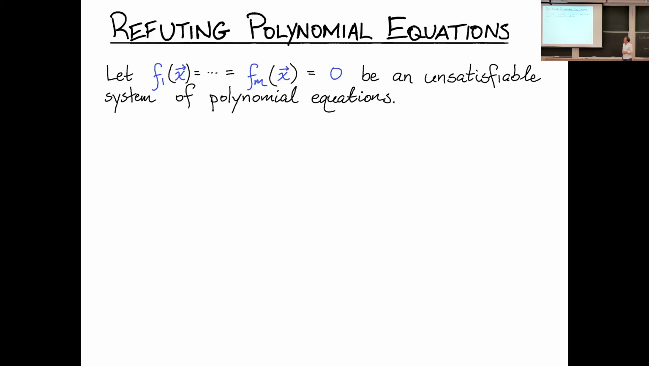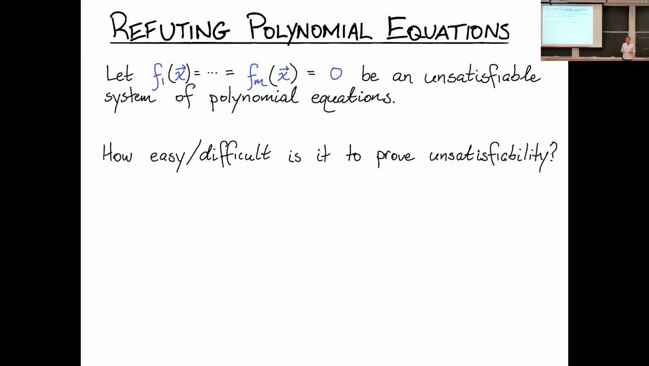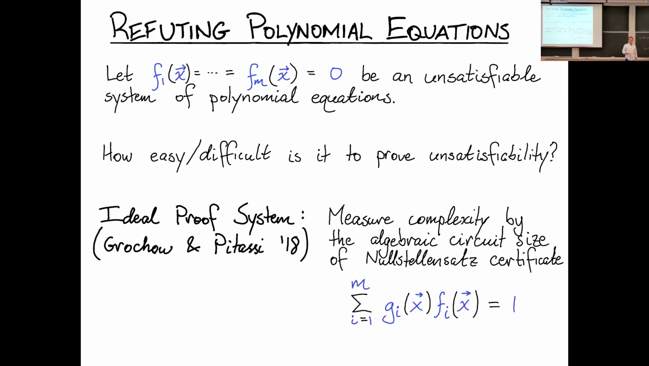So our setup is, we have a system of polynomial equations, which is unsatisfiable. There's no solution. And what we're interested in is how easy or difficult is it to prove the unsatisfiability of this system. And for me, the proof system that I'm interested in is this ideal proof system introduced by Grochow and Pitassi some years ago, where, what is our certificate of unsatisfiability? It's going to be this Nullstellensatz certificate, where you write some combination of the f_i, you find some g_i polynomials, so that the sum of g_i times f_i is identically 1.